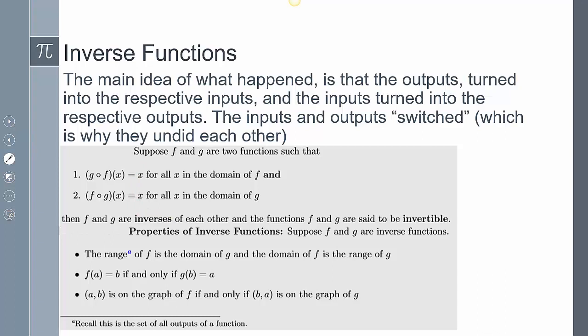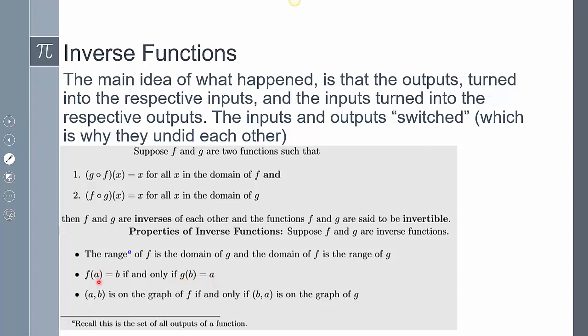So once I've established that my two functions are inverses, one of the properties is that the range of my f function is the domain of my g function. My range and domain switched. And the domain of my f function is the range of my g. My domain and range switch. So for an inverse function, you're swapping my x's and y's. Now, another way of looking at it, f of a equals b if and only if g of b equals a.